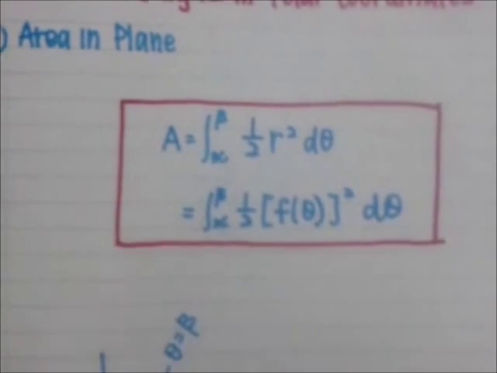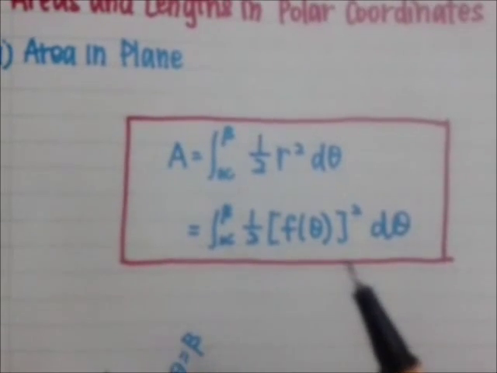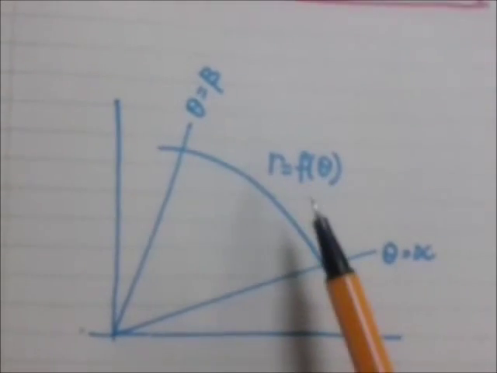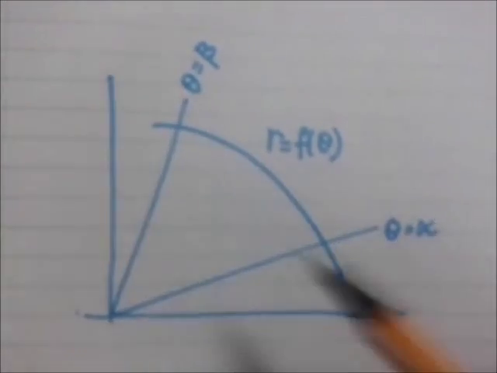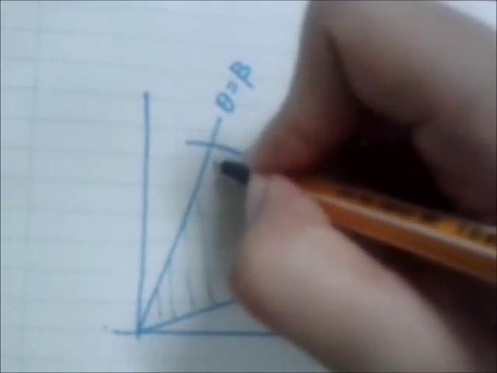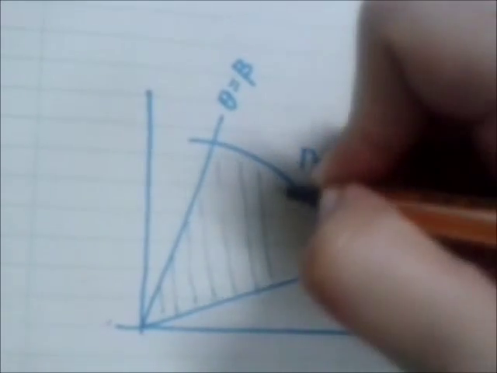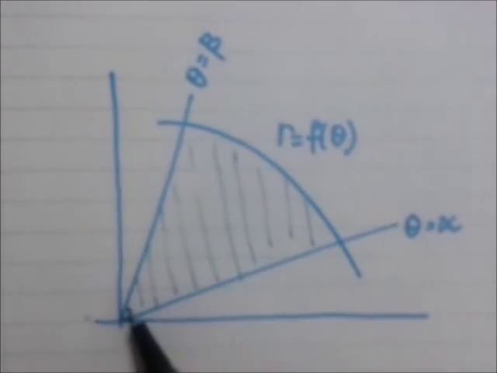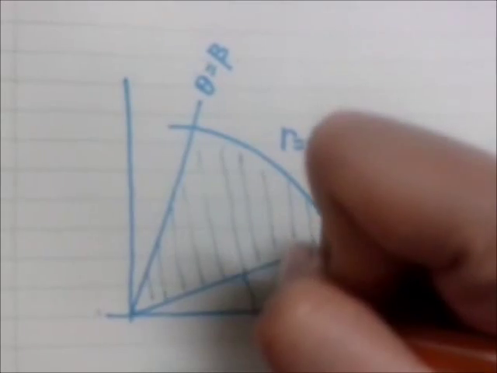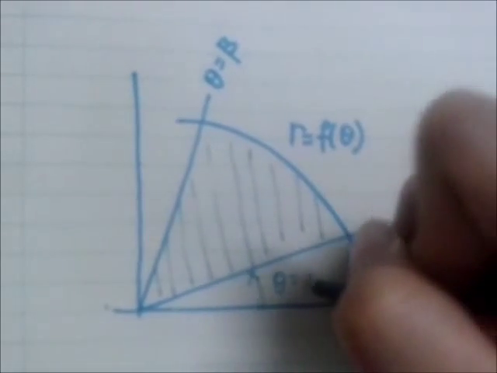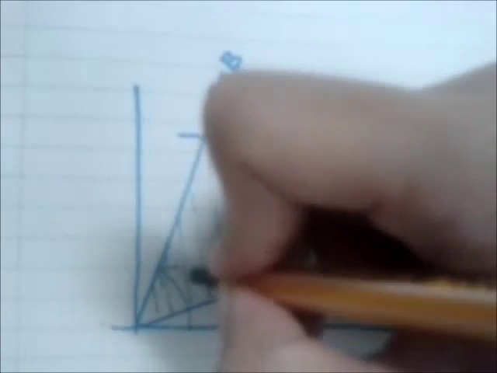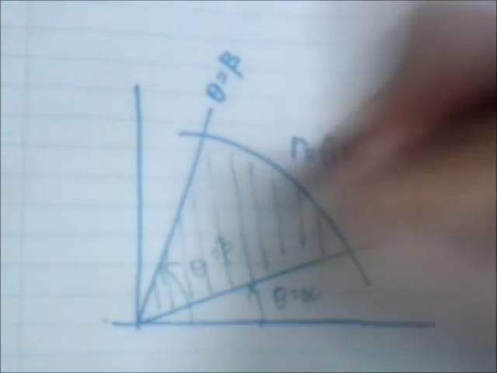The formula is pretty simple, but we'll need to know how to sketch the graph and also to find the limits. For example, if we are given the curve r equals f theta and we are required to find this area, which is enclosed by the function and these two lines, our limit will be from this line where the angle theta equals alpha to this line where the angle theta equals beta.